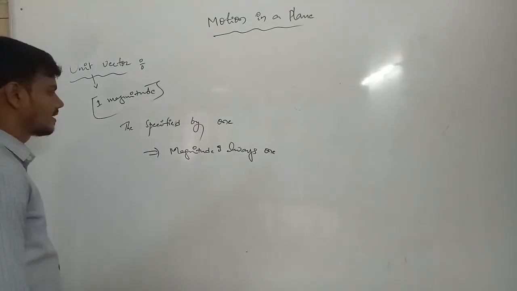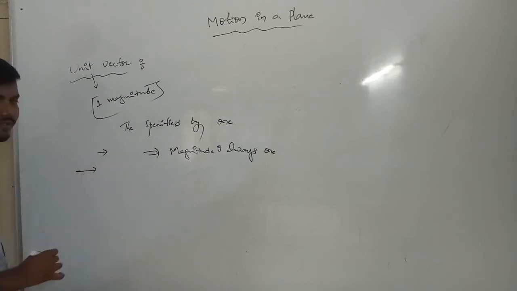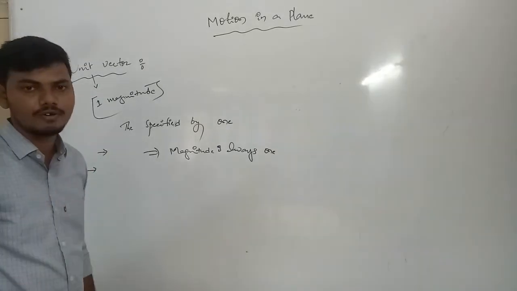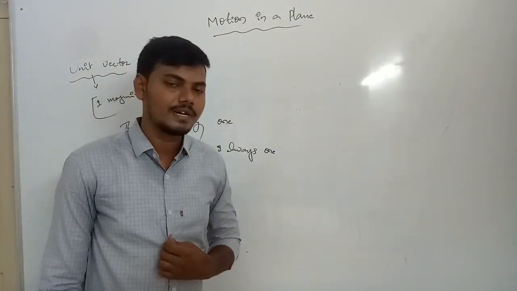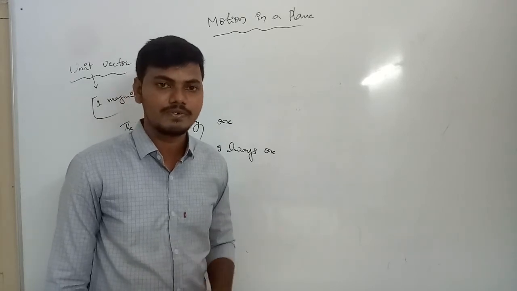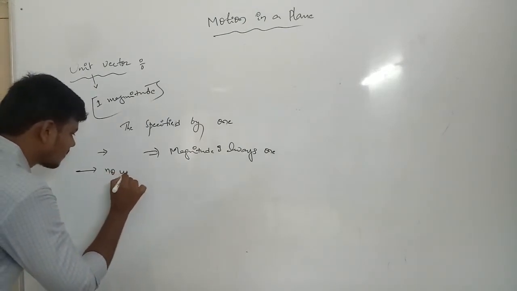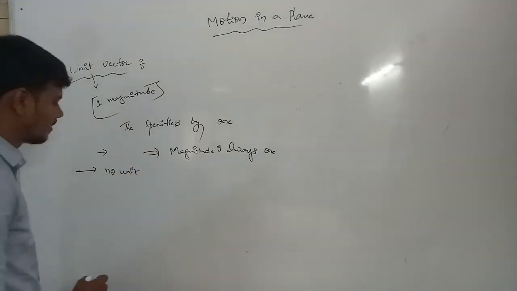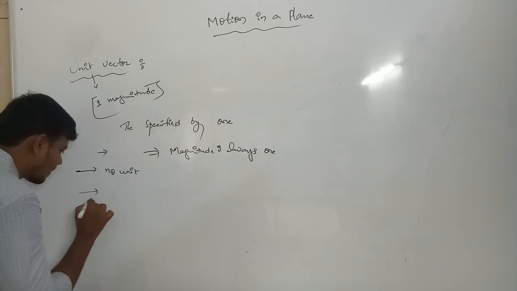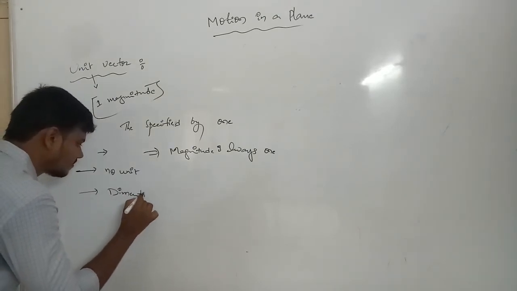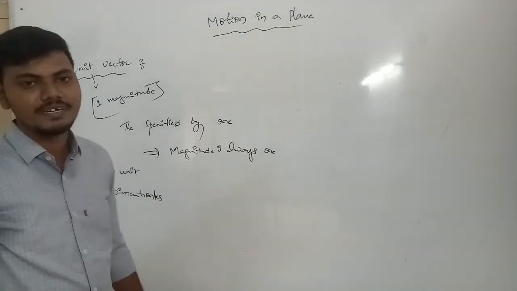Now the unit vectors we can represent. This is the first point; the second point we introduce is that there are no units. Velocity has units of meter per second, acceleration meter per second square, distance meters, displacement meters. A unit vector doesn't have any units. No unit, and it is dimensionless.